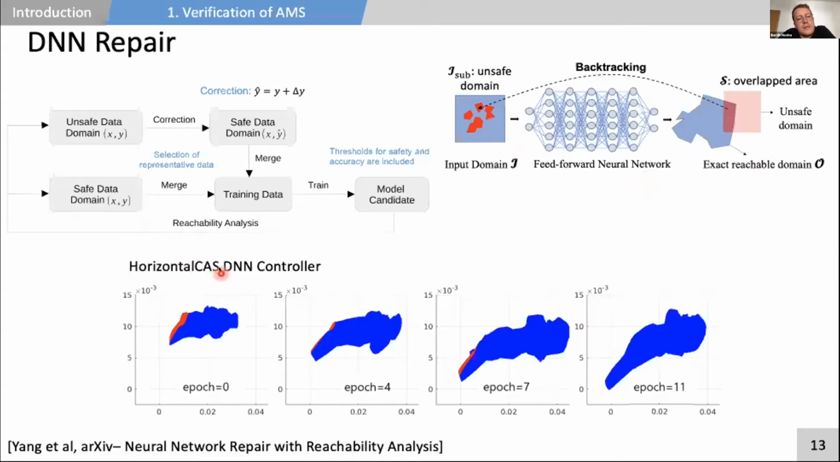We apply this repair process on the horizontal CAS DNN controller, and we see through this repair process how the unsafe output set, represented in red, is reduced and shifted until we arrive at a state. After 11 epochs, we arrive at an output that does not have any intersection with the unsafe set.